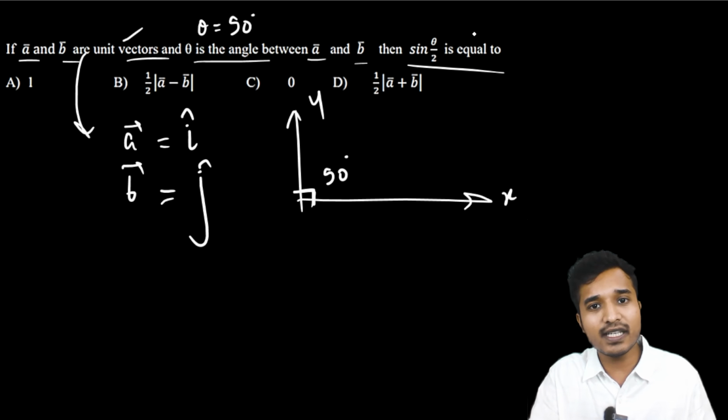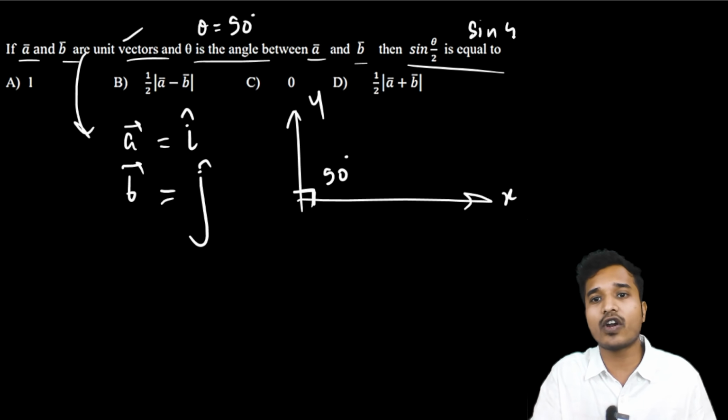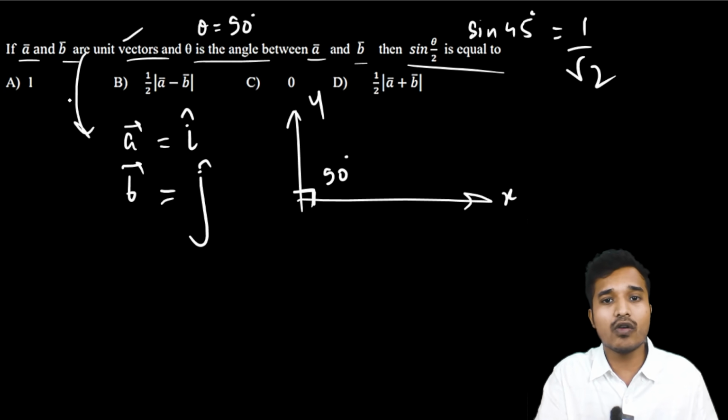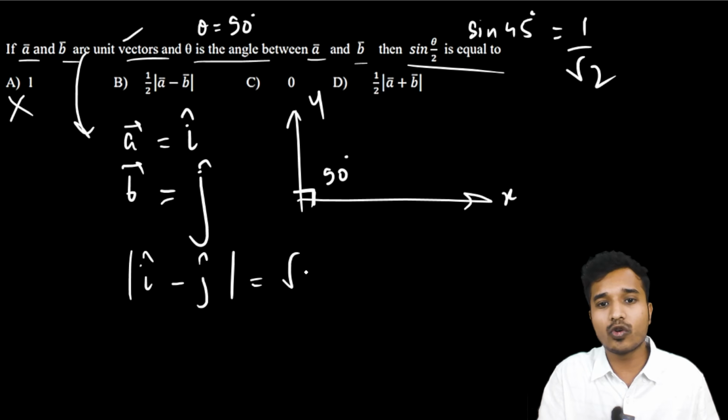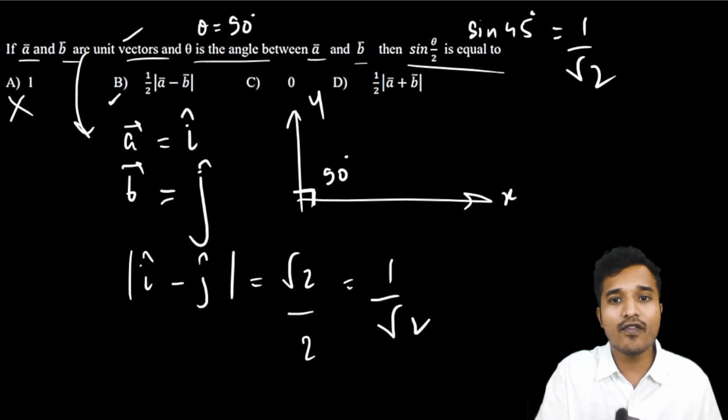And what will be sin theta by 2? That will be sin 45 degrees. And what is sin 45 degrees? That is equal to 1 by root 2. Now we just need to check the options. So 1 can't be the answer. Now if we check the magnitude of i cap minus j cap, that will be root 2 by 2, so that will be 1 by root 2. So this should be the final answer.